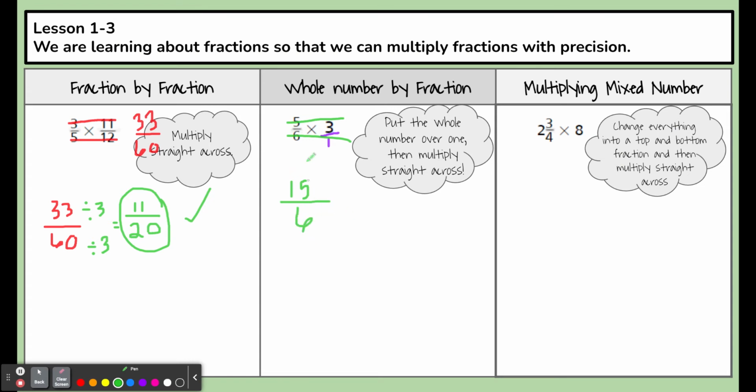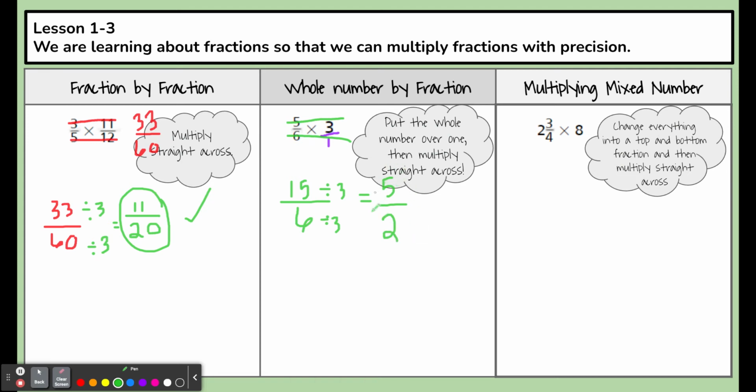So once again, I can look at this and think, I want to simplify it. What number goes into 15 and 6? Well, I know 3 goes into both of those. So I am going to divide both of those numbers by 3. Let's see what that gives me. 15 divided by 3 is going to give me 5. 6 divided by 3 is going to give me a 2.